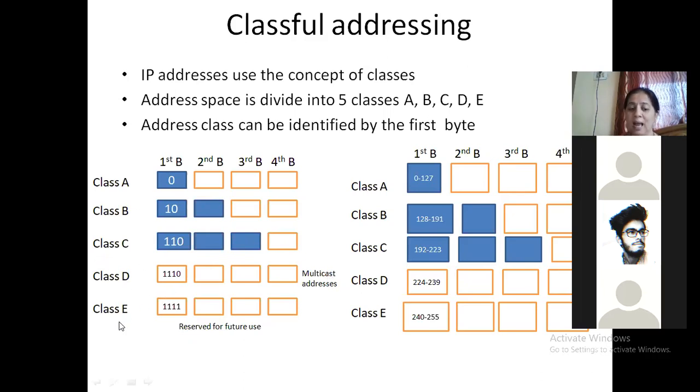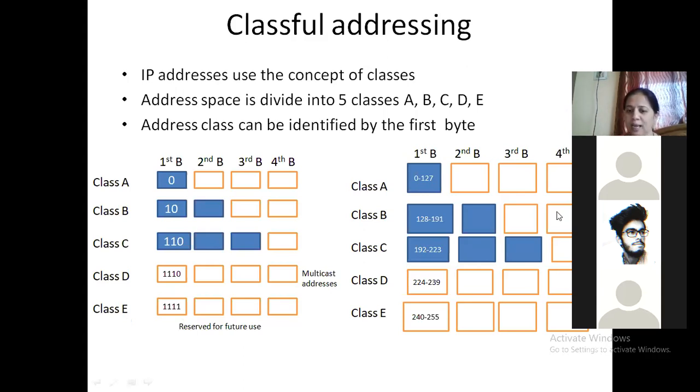And in class E, the first 4 bits are 1, 1, 1, 1. In that case, they belong to class E. Remember, class E also doesn't have prefix and suffix. Those addresses are reserved for future use. So generally, most organizations make use of either class A, class B, or class C. Class D and class E are not used by the organizations.